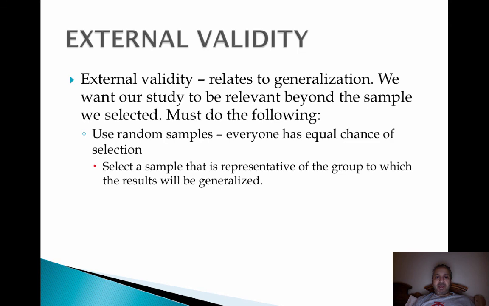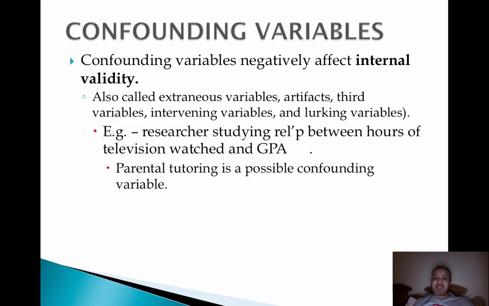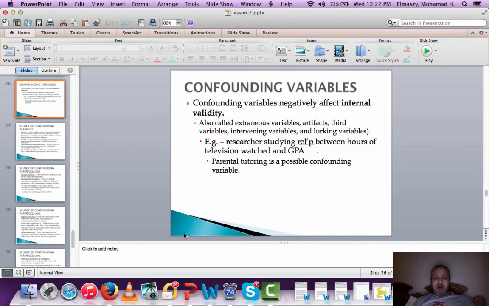I'm going to stop here. Just remember that internal validity is the extent to which a study studies what it says it's studying, and we get internal validity by eliminating confounding variables. So that's my segue into the next and last part of this lesson.